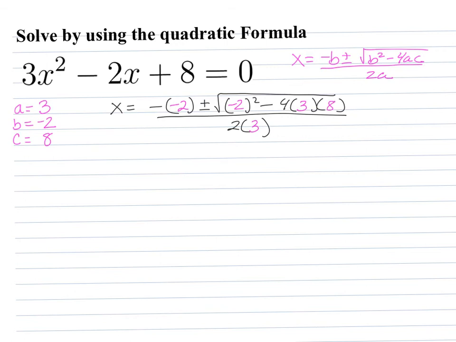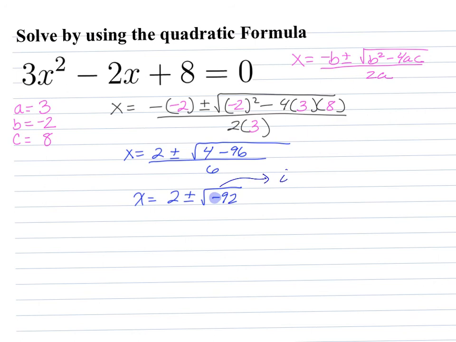So now I have x is equal to positive 2 plus or minus the radical. Negative 2 squared is positive 4. Negative 4 times 3 times 8 gives me negative 96. All of that over 6. Now I need to simplify, so I'm going to have x is equal to 2 plus or minus the square root of 4 minus 96, which is the square root of negative 92. And again, since I have a negative value right here, I know that that is the same thing as an i. So I'm going to have, and I almost forgot the 6.